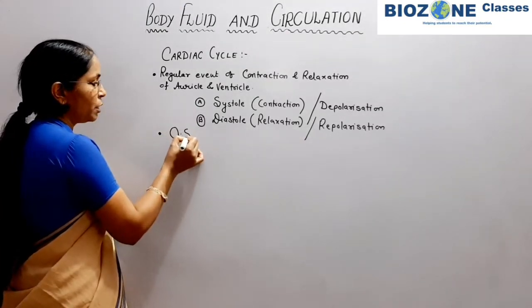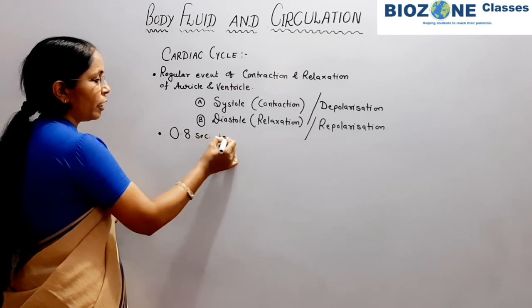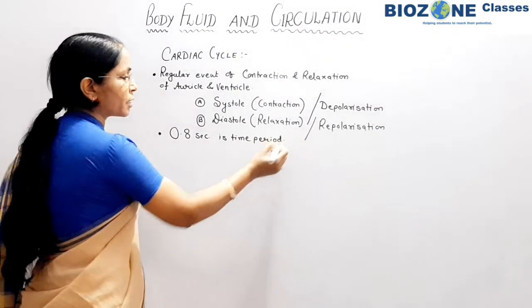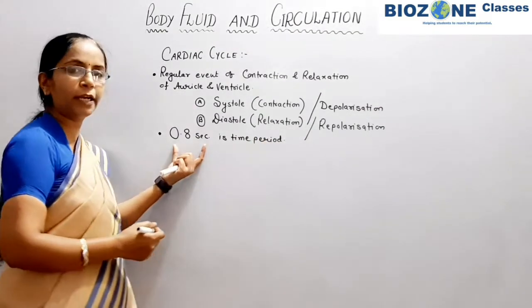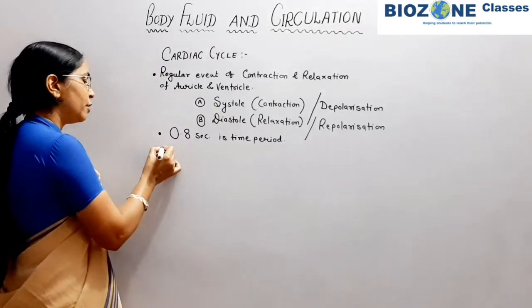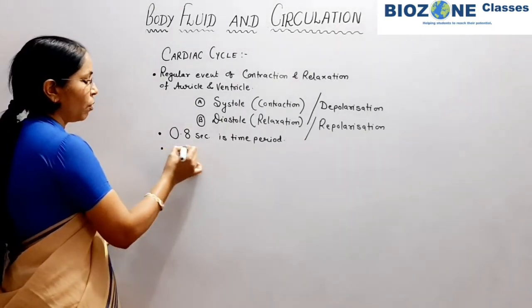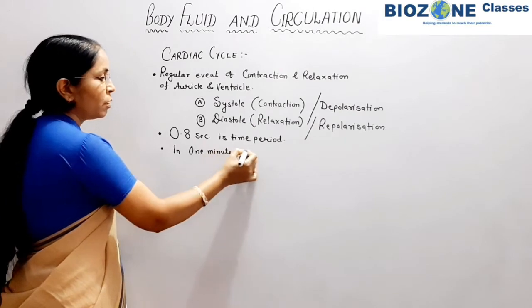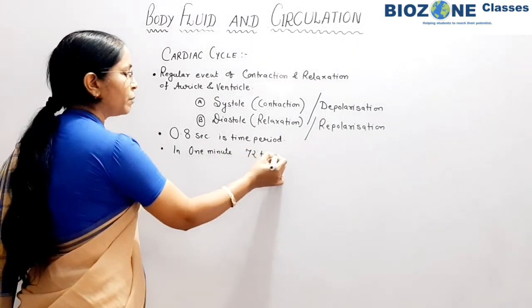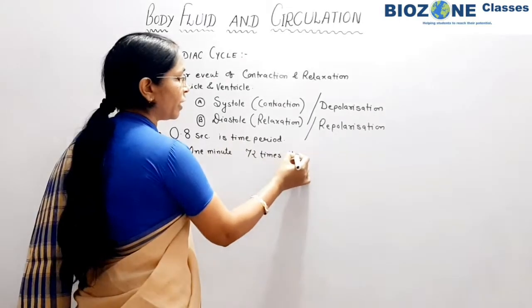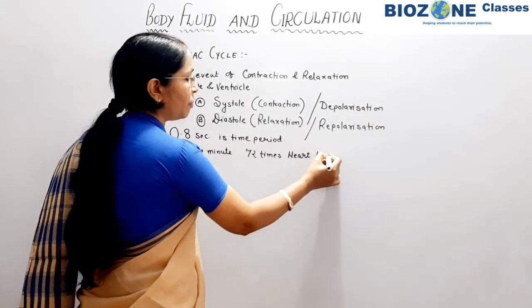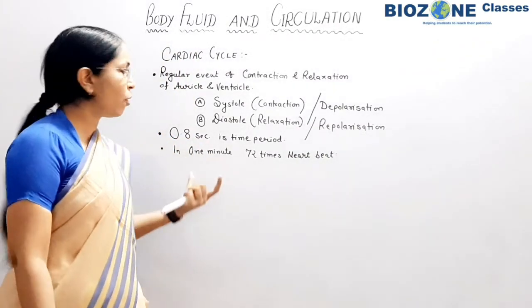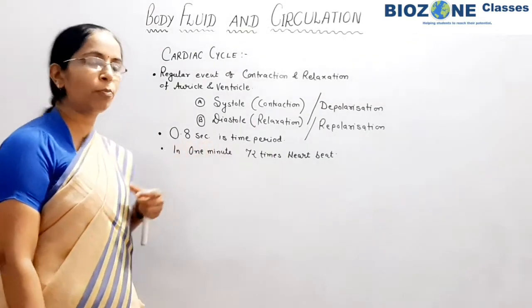Here you remember, 0.8 second is the time period for a single cardiac cycle. So one cardiac cycle is completed in 0.8 second, and in this way, in 1 minute, 72 times the cardiac cycle takes place, or commonly we say the heartbeat is completed. So 72 heartbeats are completed in 1 minute, because one cardiac cycle is completed in 0.8 second.